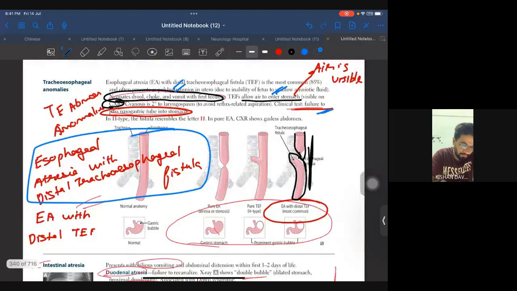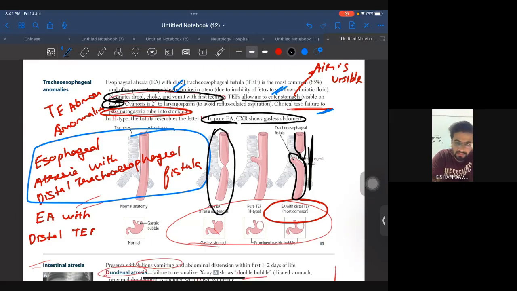And what is the pure one? One important point in pure esophageal atresia: CXR shows a gasless abdomen. So this is your pure esophageal atresia, and here there will be a gasless stomach. But in TEF with EA, gas has to be present, and this is a symptom they will definitely give.